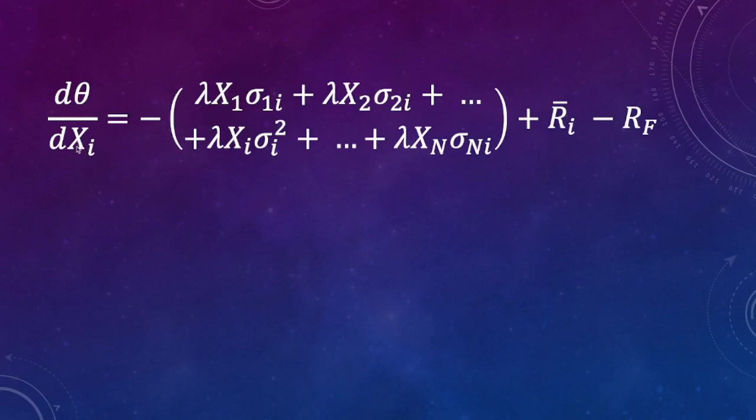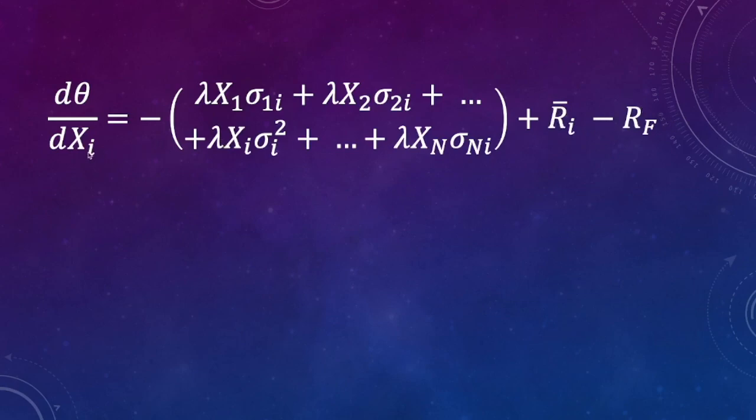For the ith variable xi, it will look something like lambda xi times sigma i square, and for the other ones it will be lambda x whatever times sigma something i, right? So that's how the first set of terms look like. The second is ri bar, and the third is minus rf, right?